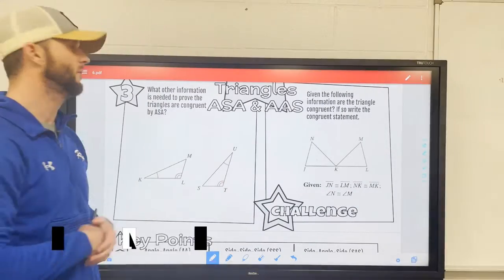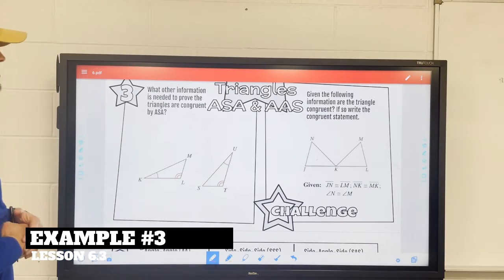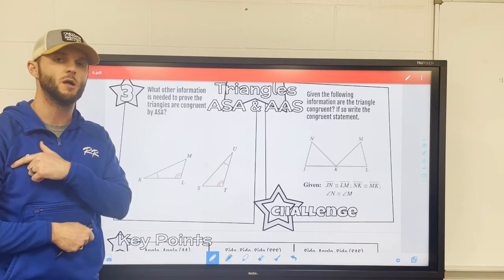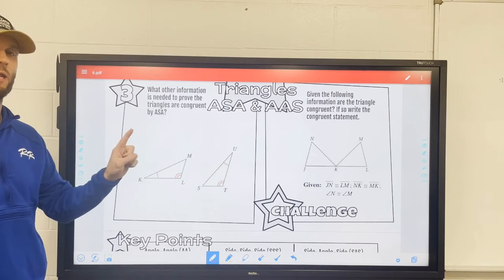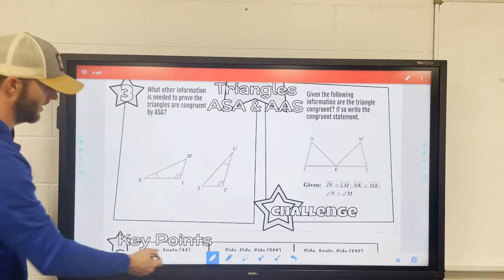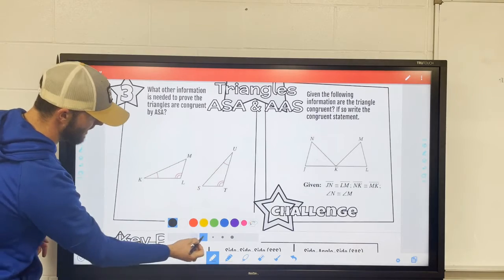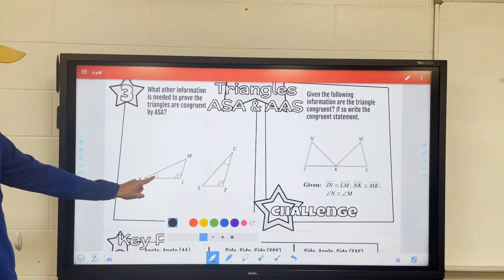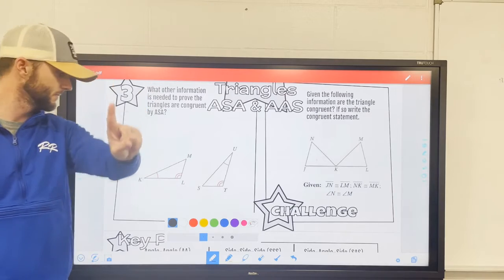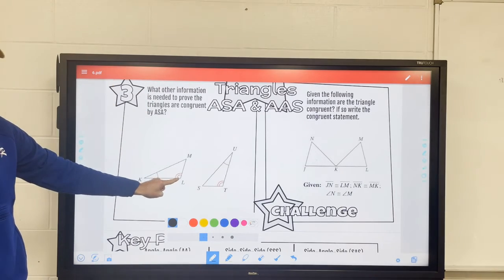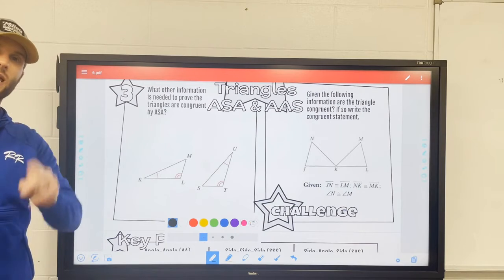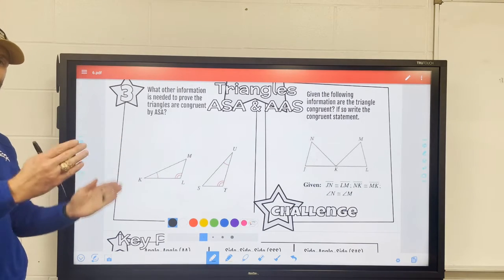Okay, on example number 3, it's saying, what other information is needed to prove the triangles are congruent by angle, side, angle? So that means I need 2 angles congruent, and then the side that is included in between those has to be congruent as well. Right now, if we look, I have 1 angle that's congruent. I have 1 notch over here. I have an angle with 2 notches. I have an angle here with 2 notches, so that's 2 angles. And the side that is in between those has to be congruent.